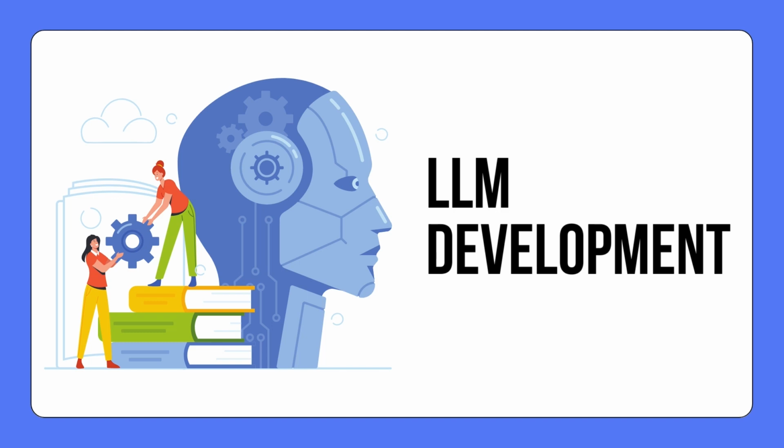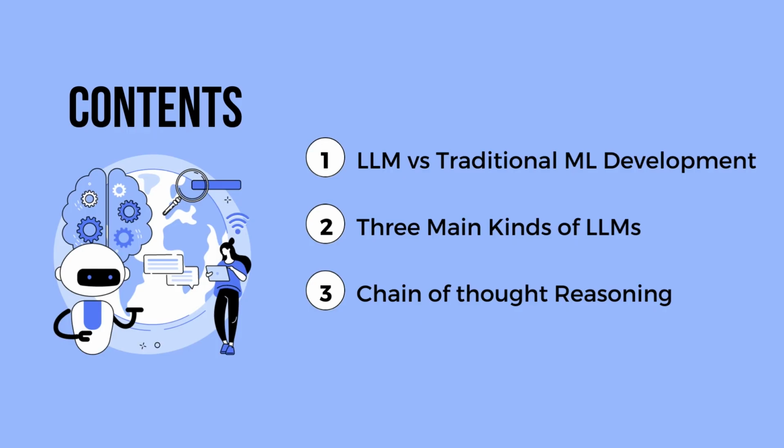Let's talk about how large language models are developed. In this video, we start by providing a comparison between LLM development and traditional machine learning development. Then, we will talk about three main kinds of LLMs, and at the end, discuss a concept called chain of thought reasoning and how that can help with designing better prompts for LLMs.